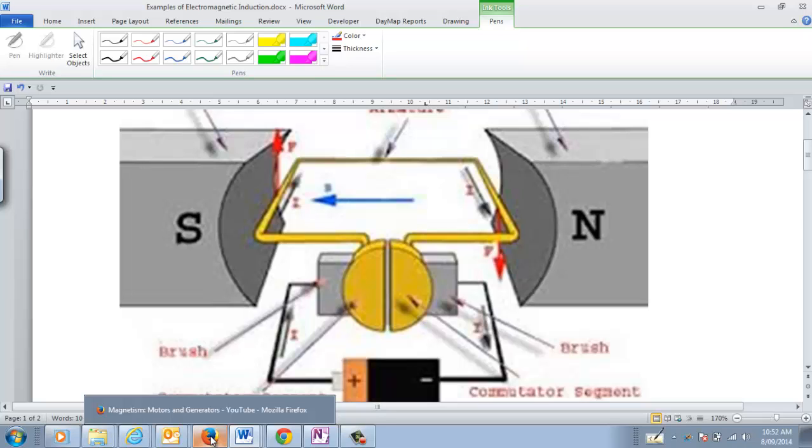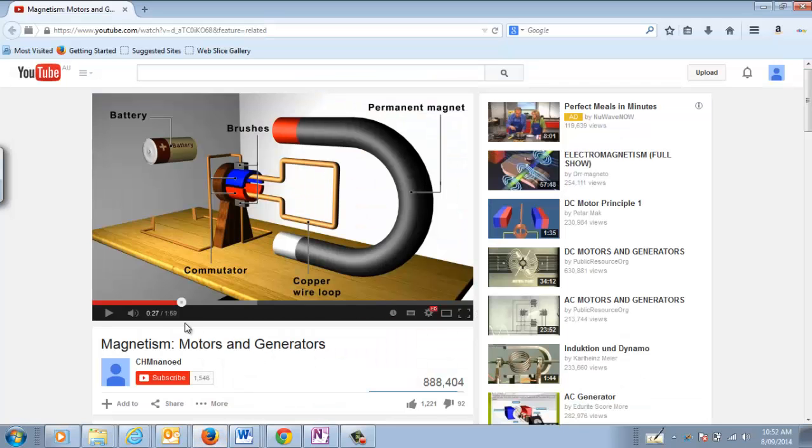keeping in mind a motor and a generator work exactly the same but in opposites, in terms of one takes electrical energy and produces mechanical energy, and the other one uses mechanical energy to convert that into electrical energy. Alright, so let's just quickly watch this video.